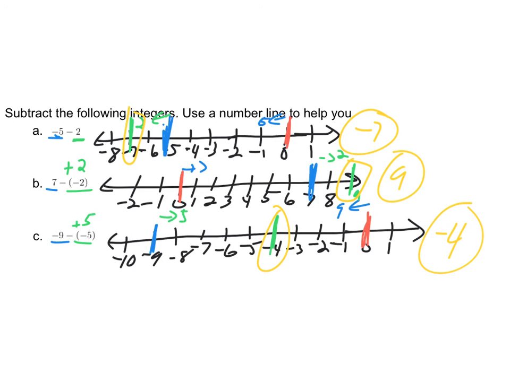For the last one, starting at 0, we want to go left 9 because the first number is a -9, and then subtracting a -5 is just like adding 5, so we're going to go back to the right 5, ending us at -4.